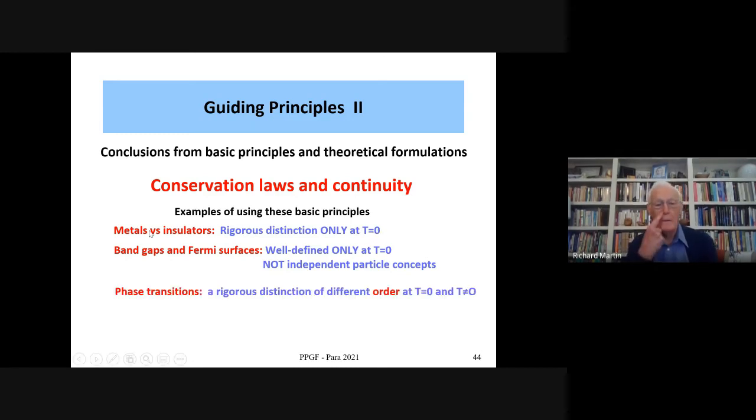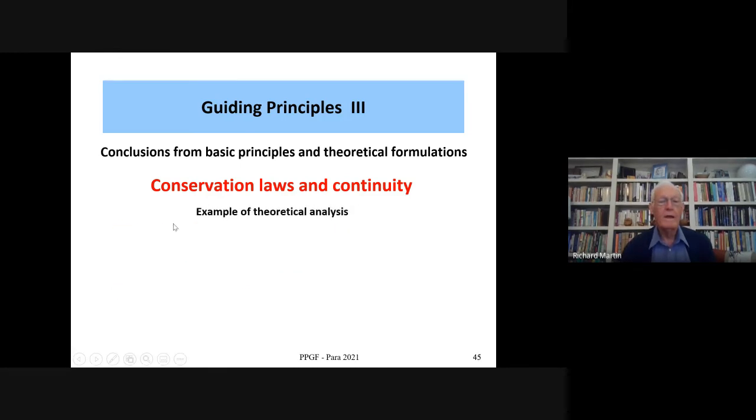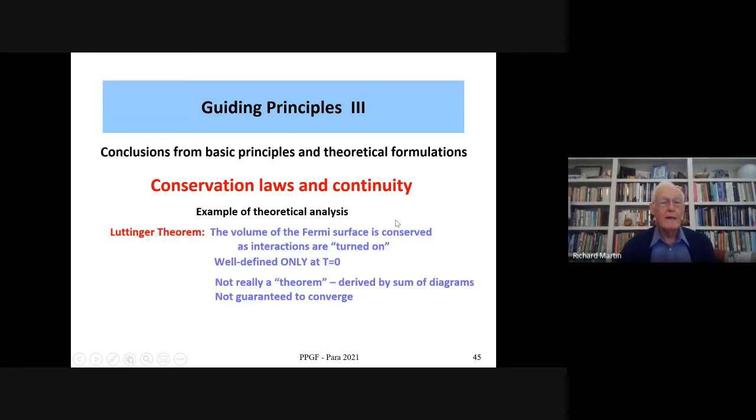Phase transitions, on the other hand, make rigorous distinctions that apply at T equals zero or T not equals zero, and it's in terms of order, some type of order. So let's proceed with an example of theoretical analysis. Here's the one that I think is most understandable and most powerful, the Luttinger theorem.